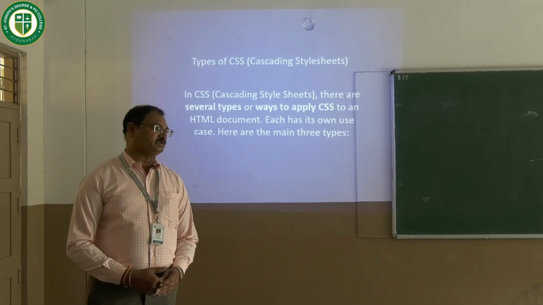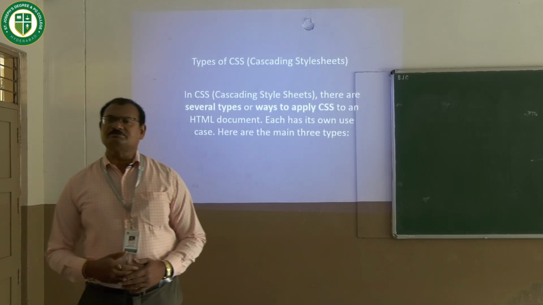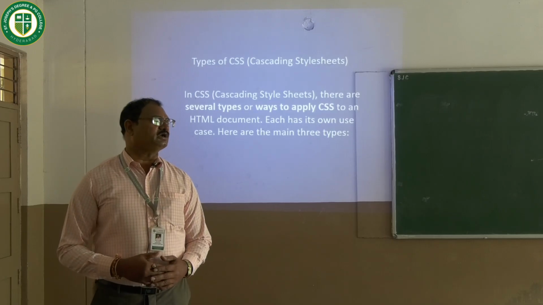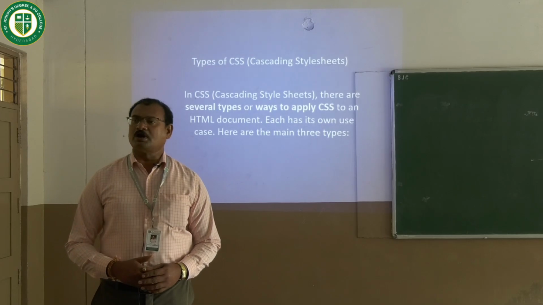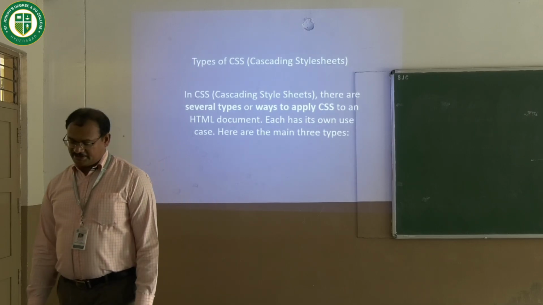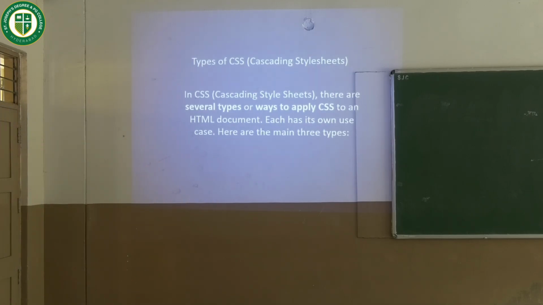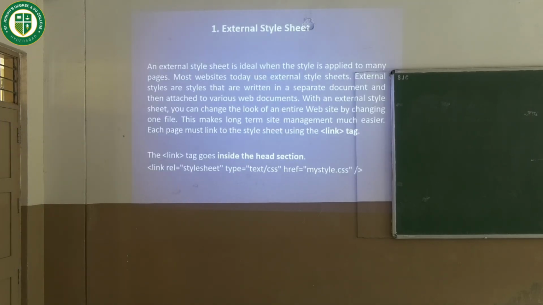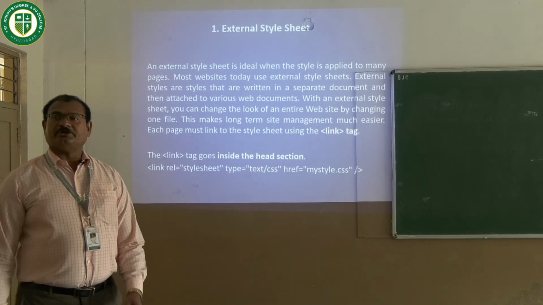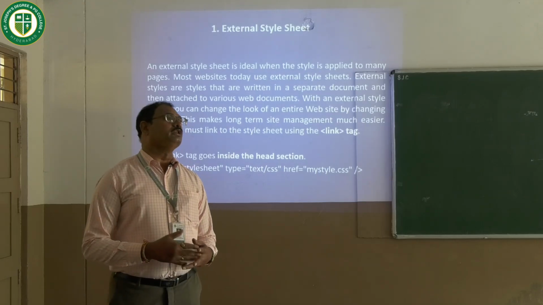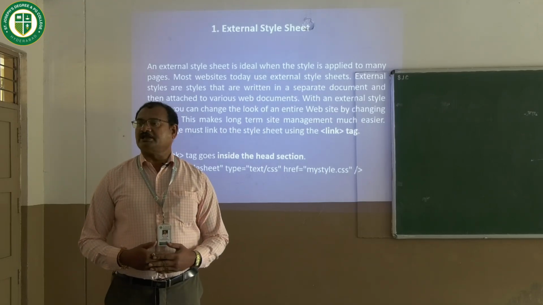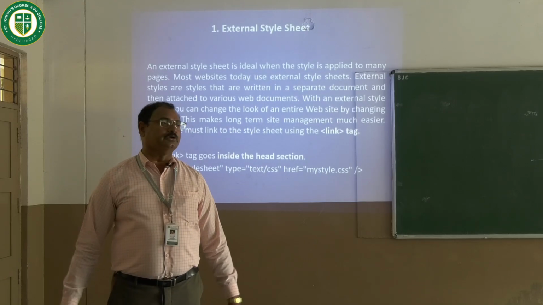We have several types of CSS, but commonly we use three types: external, internal, and inline. So we will see what is external. The external style sheet is used if you want to give the styling rules to multiple pages.